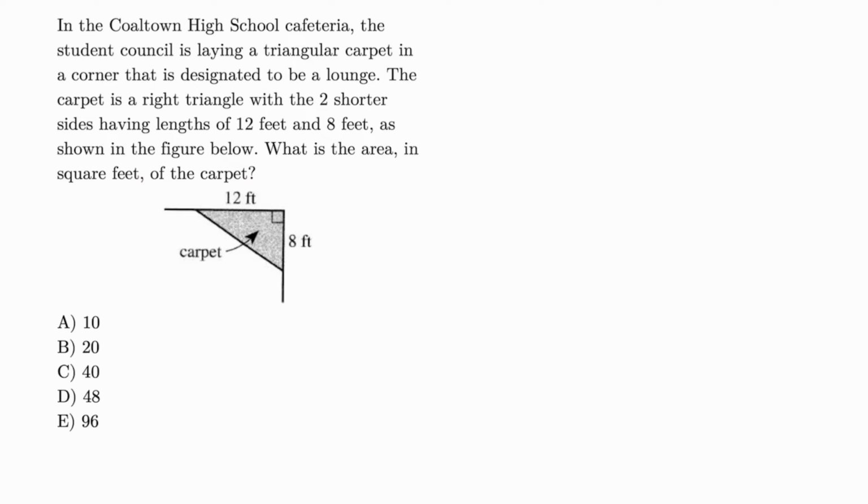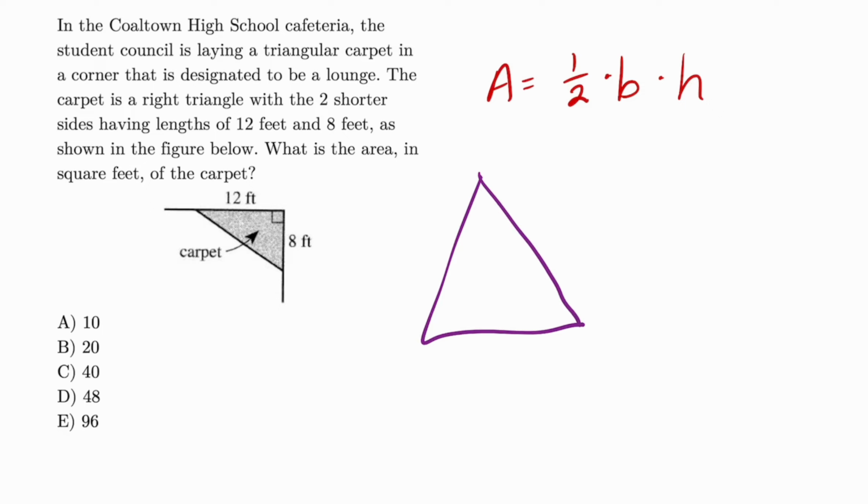Okay, so we know that our formula for the area of a triangle is 1/2 times the base of the triangle times the height of the triangle. Now, a lot of people think that the base of a triangle has to be on the bottom, but that's actually not true. Base and height just have to be perpendicular to each other. And by perpendicular, I mean they need to form a 90-degree angle. So the base can be any one of the three sides of the triangle.